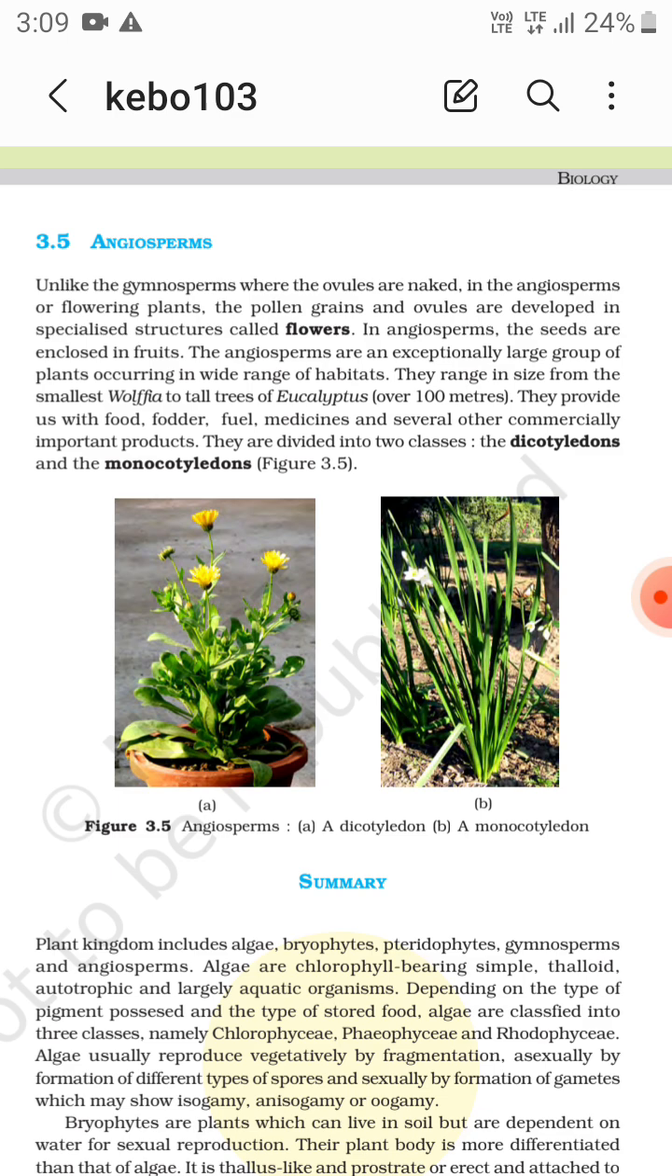The angiosperms are an exceptionally large group of plants occurring in a wide range of habitats. They range in size from the smallest Wolffia to tall trees of Eucalyptus over 100 meters. First one is kelp, that is a marine alga. Second one is the Sequoia, the redwood giant tree, a gymnosperm. The smallest Wolffia and the tree Eucalyptus over 100 meters are angiosperms. Don't get confused between these four examples.